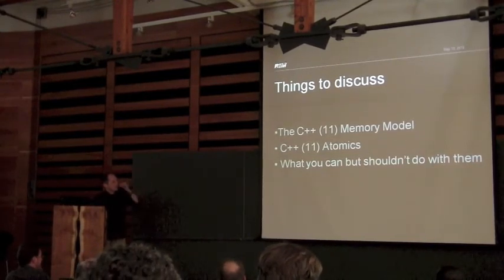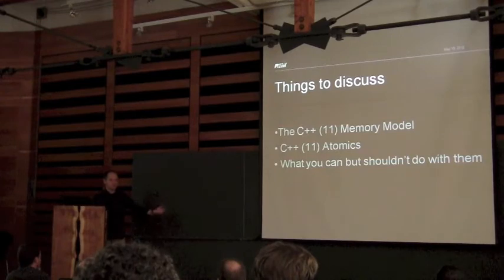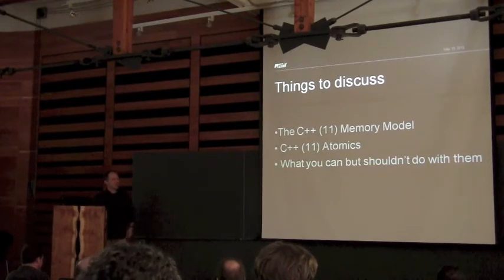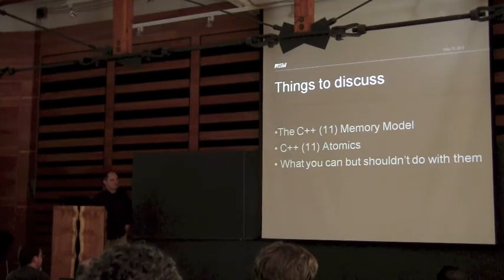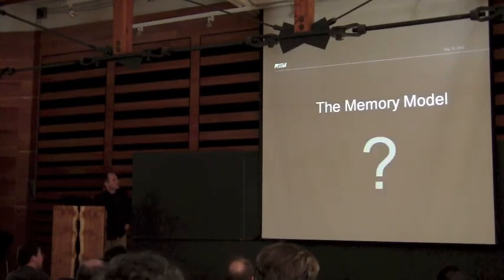Okay. And I'm putting 11 in brackets because I don't want to say it. And I want to say C++ memory model because they never used to have one. So they must be talking about C++11. And someday we'll stop using that suffix there, and we all know which C++ we're talking about. So, the memory model.